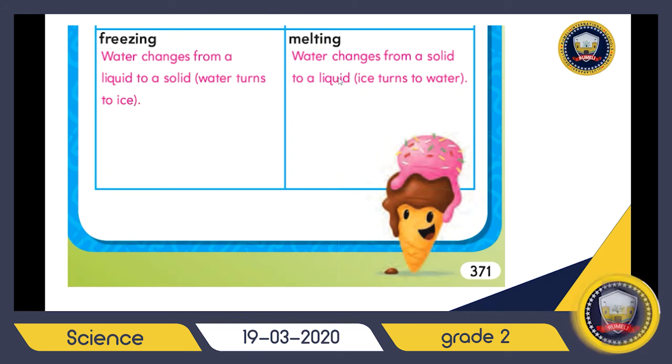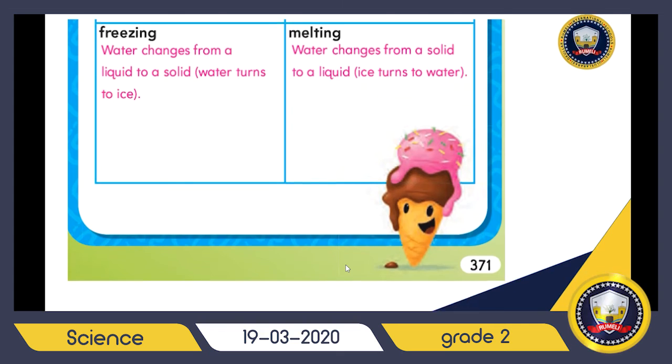Okay, on the right, melting. What is the meaning of melting? Melting means water changes from a solid to a liquid, which means ice turns to water. So on the left you can see freezing, and on the right you can see melting. Okay, let's see the next one.